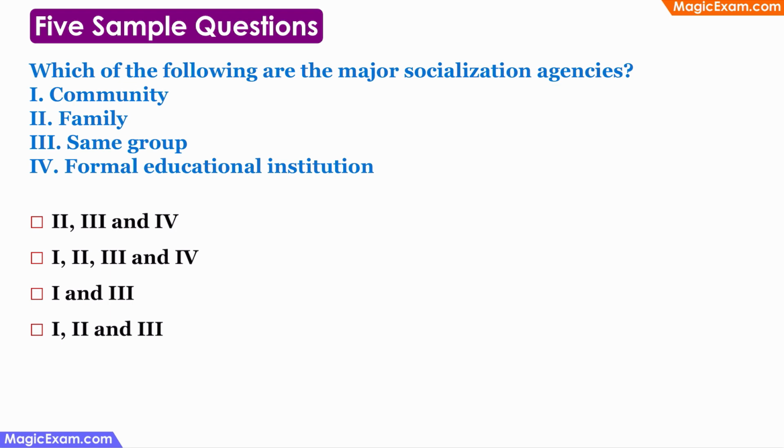Which of the following are the major socialization agencies? Community is definitely a major socialization agency. Family is also a major socialization agency. Same group, that is peers, is also important because peers come under secondary socialization. And formal educational institution, that is school, is also important because school is also an agent of secondary socialization. Therefore, all of these are agencies of socialization. Therefore, the correct answer here is option 2, that is 1, 2, 3 and 4.